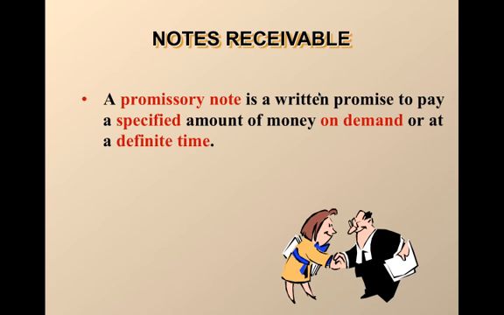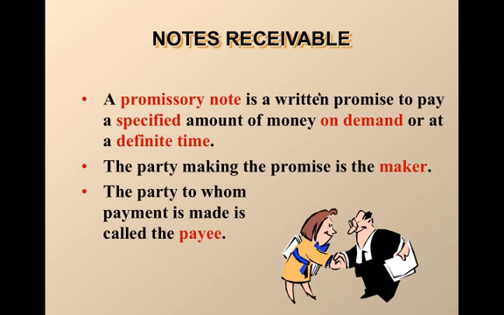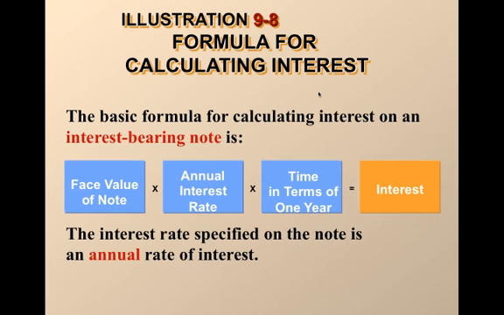And we know a promissory note is a written promise to pay a specified amount of money on demand or at a definite time. The party making the promise is the maker, and the party to whom the payment is made is the payee. We talked about this in Chapter 9, Video 1. We also looked at this when we talked about notes payables when we were doing adjustments in Chapter 3.